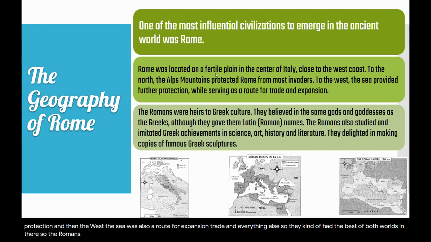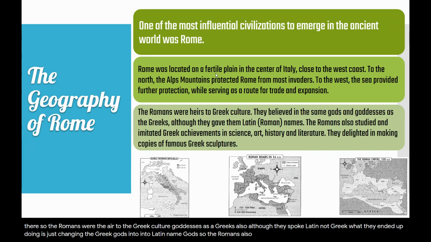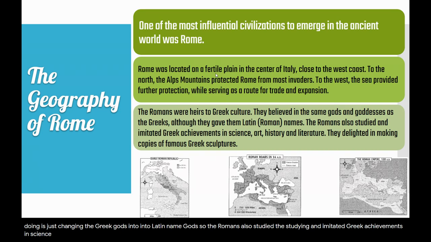So the Romans were the heir to the Greek culture. They believed in some of the same gods and goddesses as the Greeks. Although they spoke Latin, not Greek, what they ended up doing is just changing the Greek gods into Latin named gods. So the Romans also studied and imitated the Greek achievements in science, art, history, and literature. And of course, they delighted in making copies of the famous Greek sculptures.